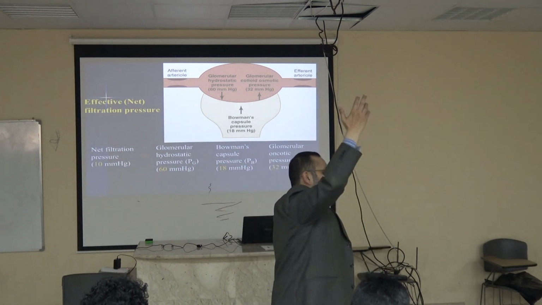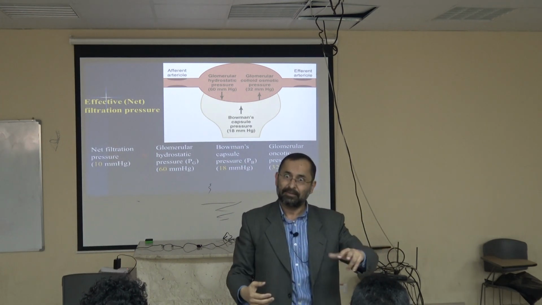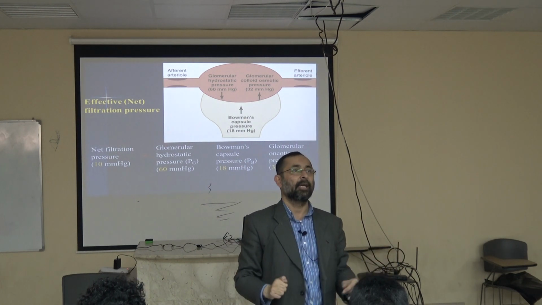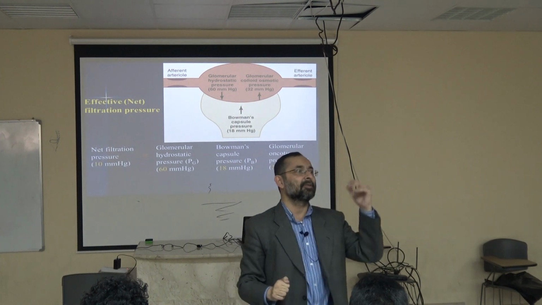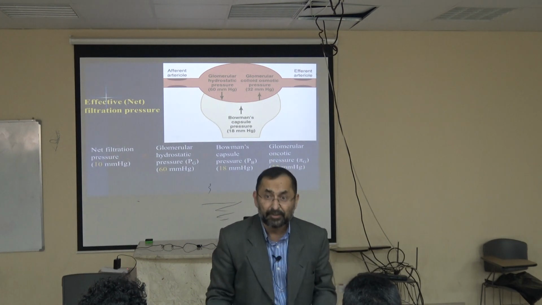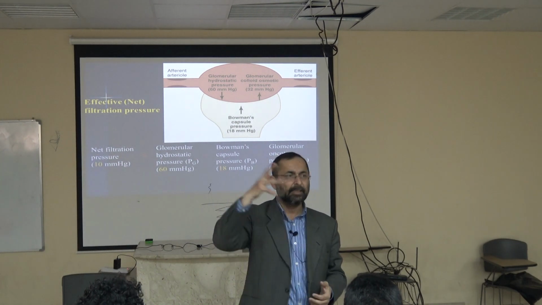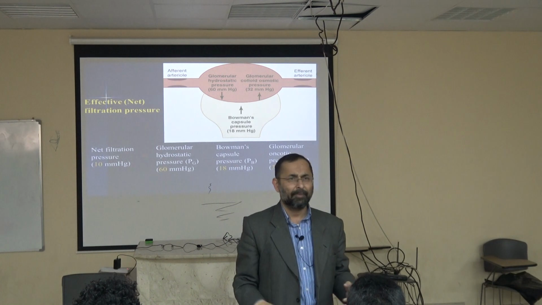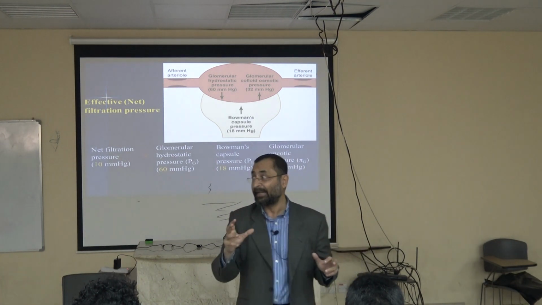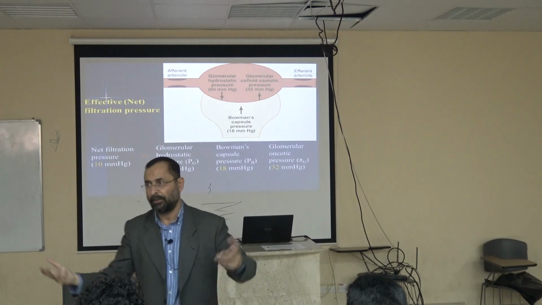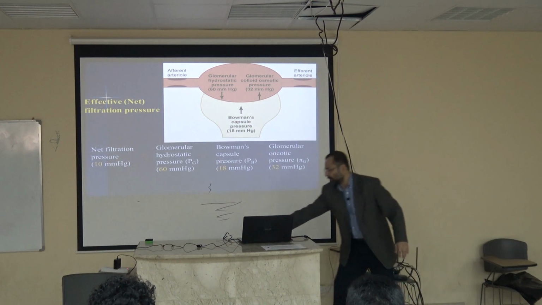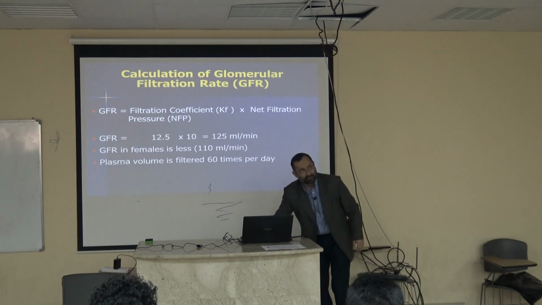If your capillary pressure is increasing and the other two are the same, what will happen to your GFR? Increased. Okay? If your plasma colloid osmotic pressure is increasing and the other two are the same, what will happen to the total filtration? Decrease. So now you can look from different angles at which force is doing what, and you can easily get the answer. Is it clear so far? No problem?